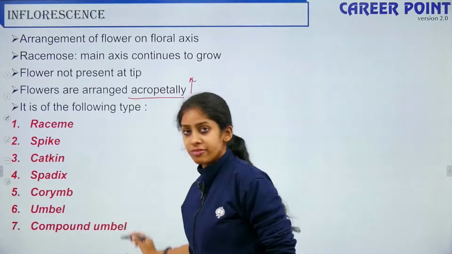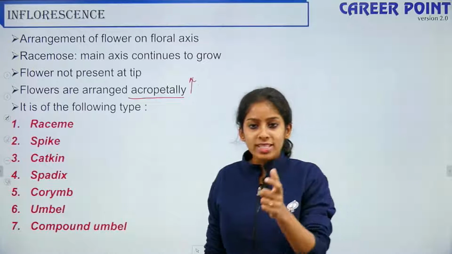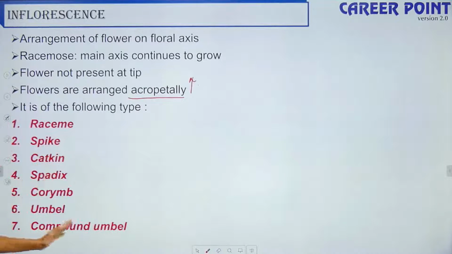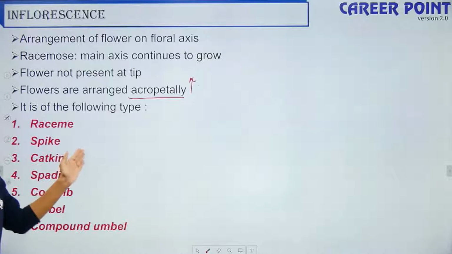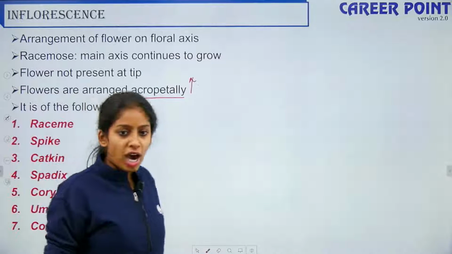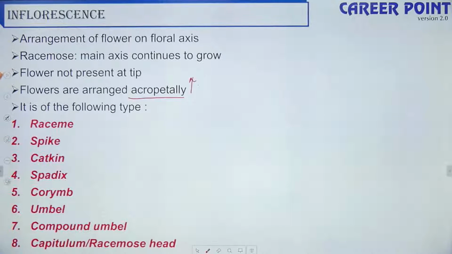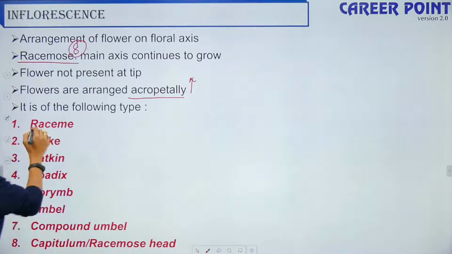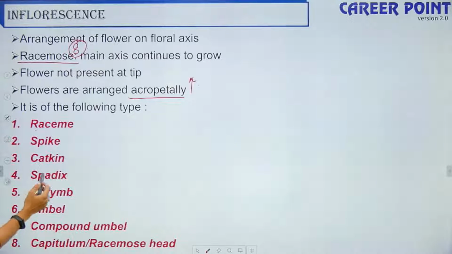Okay, so these are the 7 types of racemose inflorescence. So once again, inflorescence is broadly divided into racemose and cymose. Your racemose inflorescence has the following subtypes. You have 7 types of racemose inflorescence. So once again, you say it as raceme, spike, catkin, spadix, corymb, umbel and compound umbel. So what are these? So how do they look like? So here I have the description for, okay, so we have 8. The other one is capitulum or racemose head. So under racemose inflorescence, we have 8 subtypes. So raceme, spike, catkin, spadix, corymb, umbel, compound umbel, capitulum or racemose head.